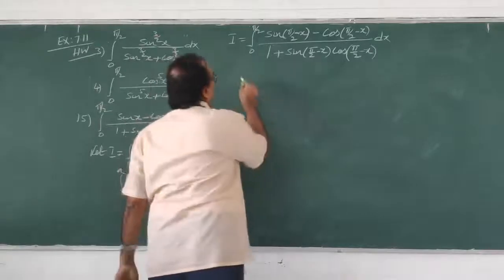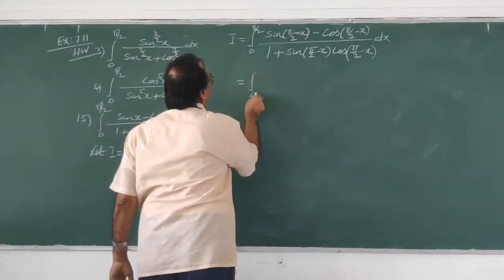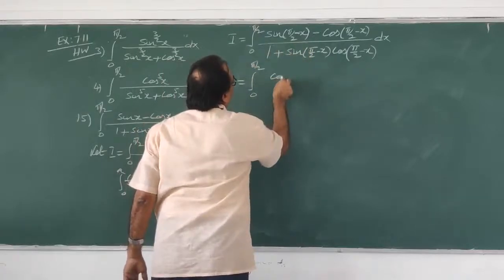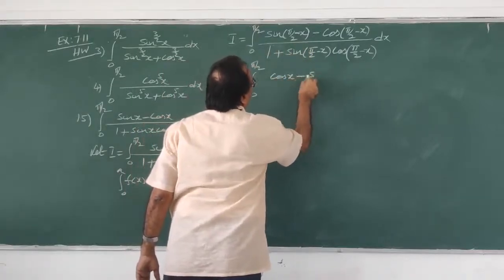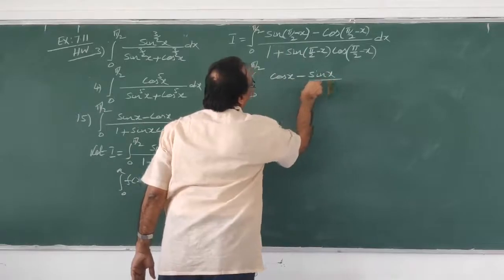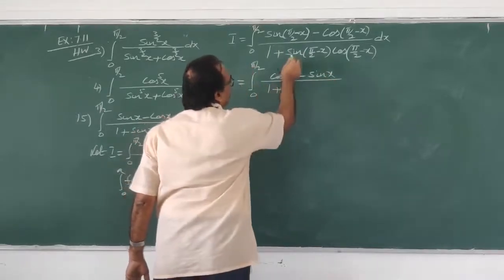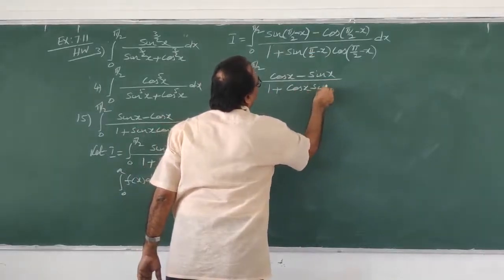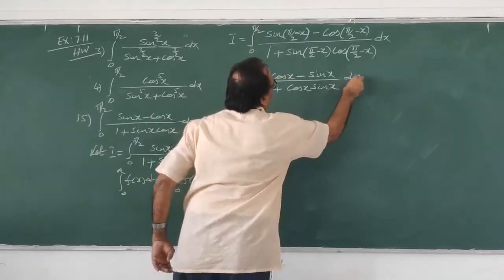Now you simplify it. That is equal to integral 0 to pi by 2 of sin of 90 minus theta, cos of 90 minus theta, minus sin theta, over 1 plus sin of 90 minus theta, cos of 90 minus theta, sin theta dx. I wrote it like that.